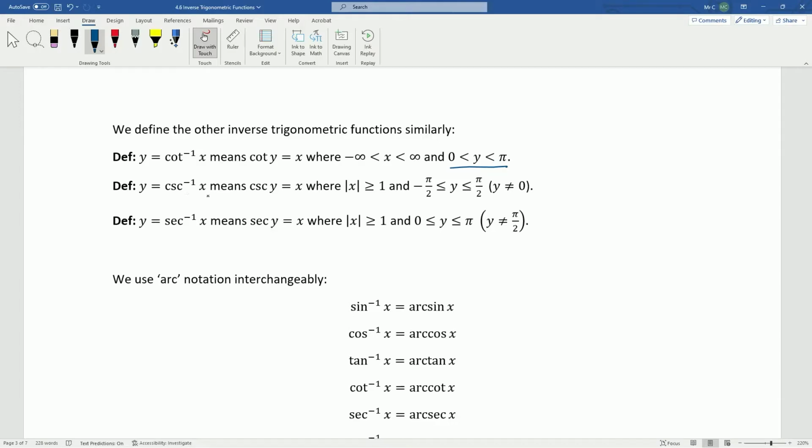Y equals cosecant inverse of x means that cosecant of y equals x, where the absolute value of x is greater than or equal to 1, and y is between negative pi over 2 and pi over 2, but excluding 0. And the reason we have to exclude 0 is because cosecant is undefined at 0. Y equals secant inverse of x means secant of y equals x, where the absolute value of x is greater than or equal to 1, and y is between 0 and pi. And in this case, y cannot be pi over 2. And again, that's because secant of pi over 2 is undefined.